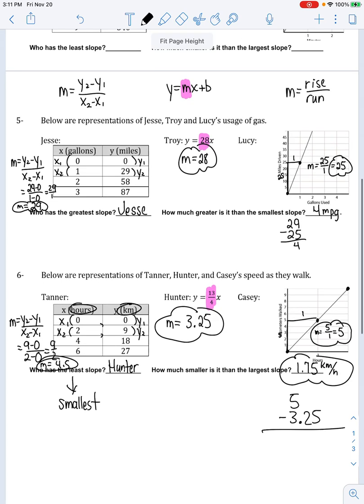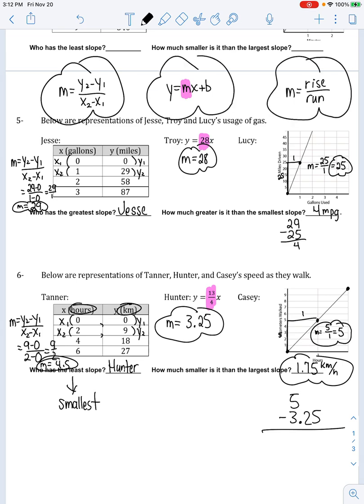So this is how we've used slope to answer some questions. Remember, use your 3 pieces of information up here to help you, and use your notes.